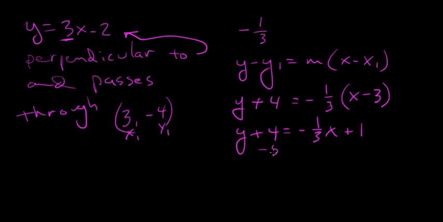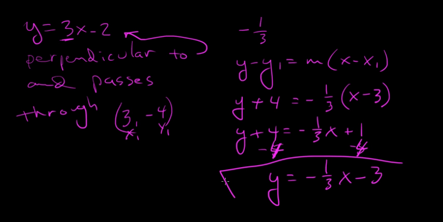Okay, and now all I have to do is subtract 4 from both sides. Y equals -1/3 x minus 3, and there is my equation in slope-intercept form of the line that is perpendicular to this line and passes through 3 and -4.